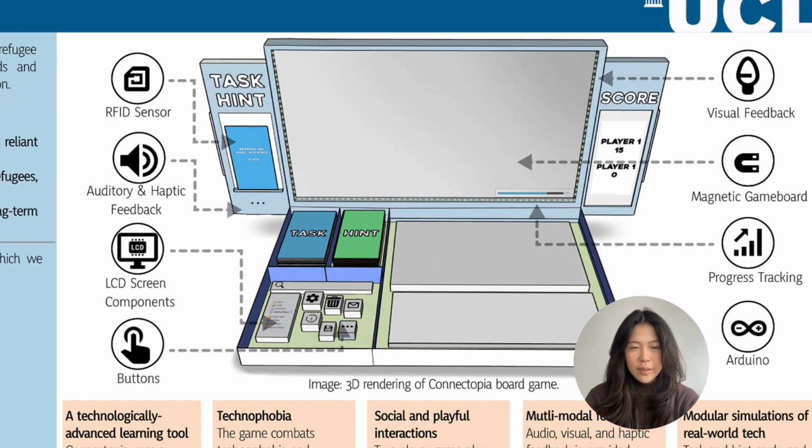The final iteration of Connectopia is a briefcase-like game board using Arduino and RFID technology to enable automated interactive fun. The top half is a magnetic game board with a scoreboard and a task and hint card stand that pulls out from behind. The bottom half is the cards and magnetic component storage, consisting of LCD screens and buttons.